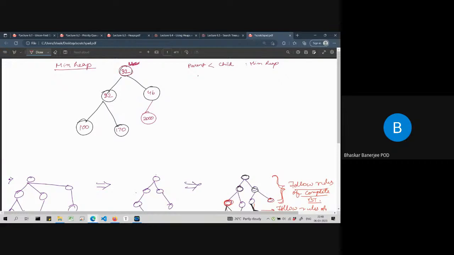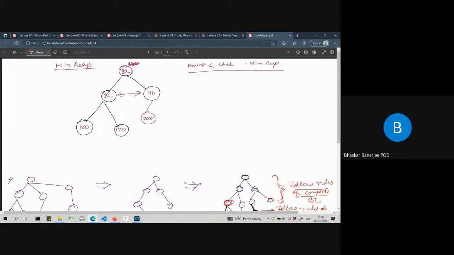And there is no relation between the siblings. Yeah, we can change it because we can put any value left or right. In place of 170, we can write 100, and 100 in place of 170. Anything. This is the only condition. Left-right condition is not required here. No. Fine.